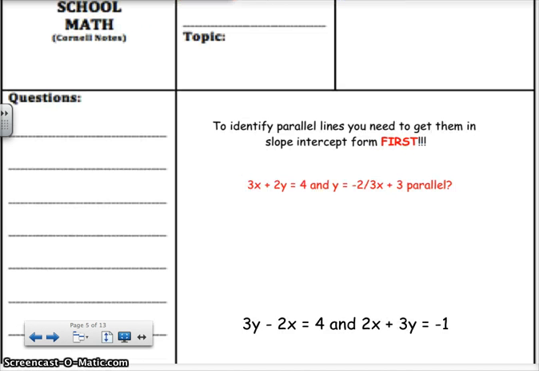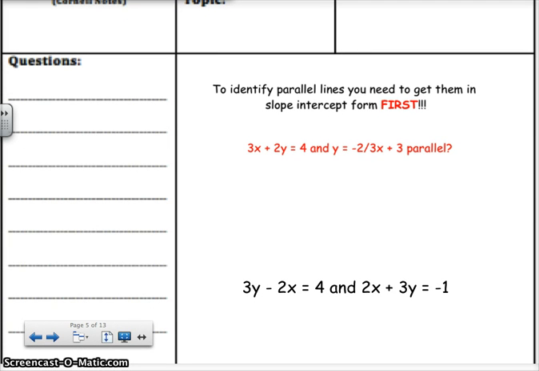Okay, so we're going to now bump it up. To identify parallel lines, you need to first get them in slope-intercept form. That means this. The reason why we need it like that, y alone, is because this m tells us the slope. Now I'm going to tell you what a lot of 8th graders do at first. If I say, what's the slope of this line? A lot of kids are going to think 3, right? The 3's in front of the x. Sure, it's 3. I'm going to show you that that is not the slope.